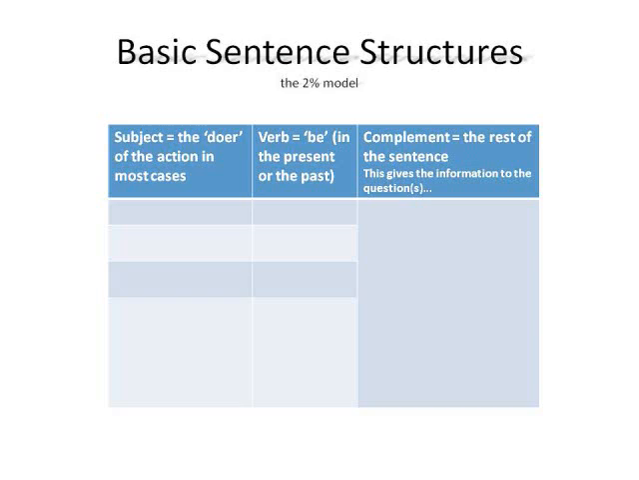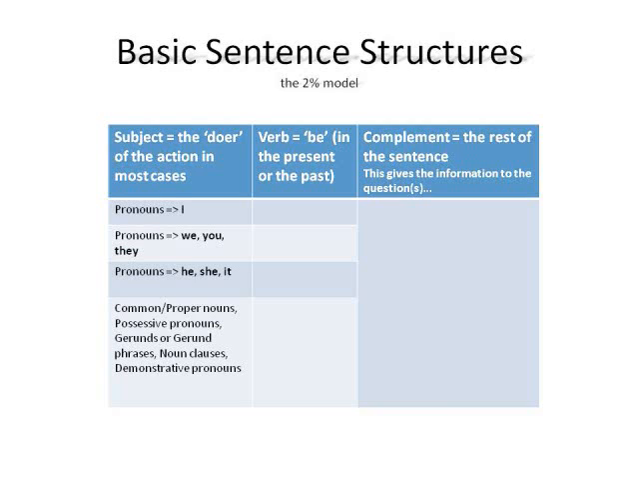Alright, so here it is, the 2% model. The basic sentence structure for the 2% model is easy. The subjects are the same as before. We have the pronouns I, you, he, she, it, we, you, they. We have the other forms, the common nouns, the proper nouns, possessive pronouns, gerunds, just like before.